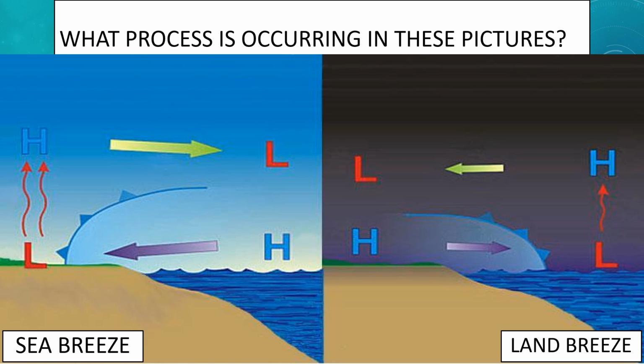But at night, we have the opposite occurring, with the land air getting colder quicker. And so that high pressure air is going to be blowing at your back, so the wind would be coming from behind. So during a sea breeze, it's coming from the sea, and at night, a land breeze is coming from the land.